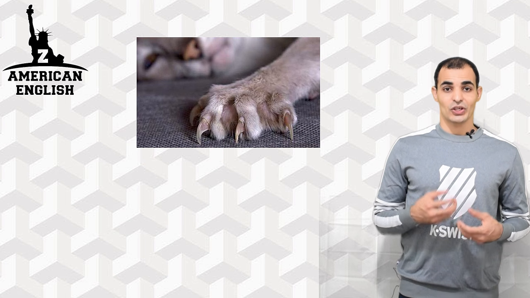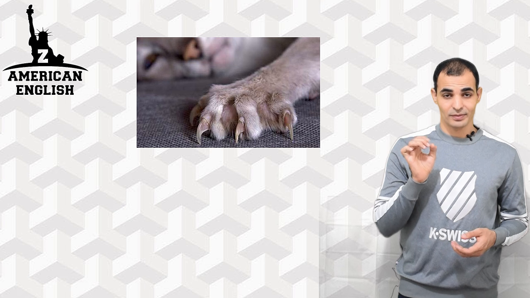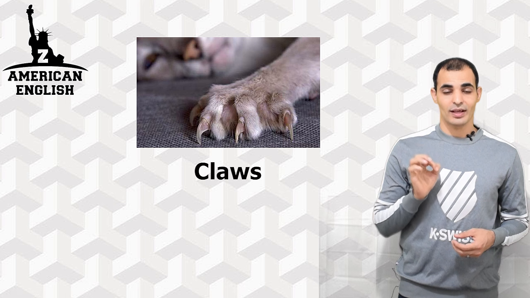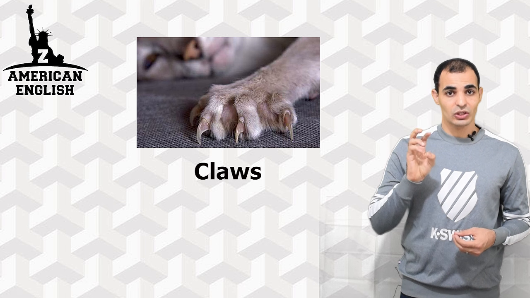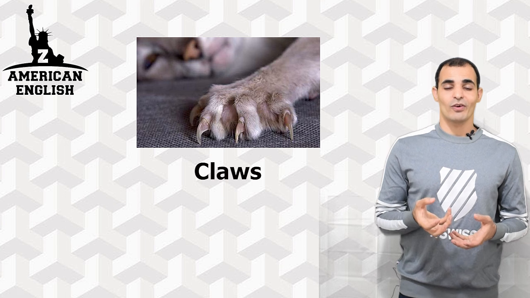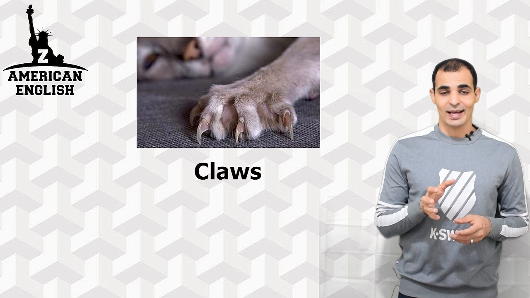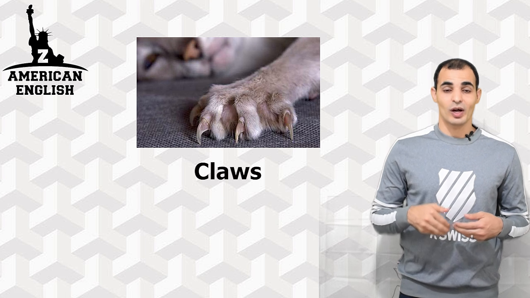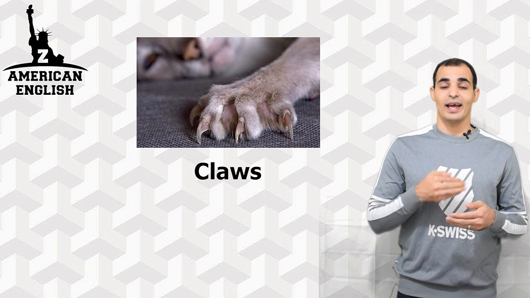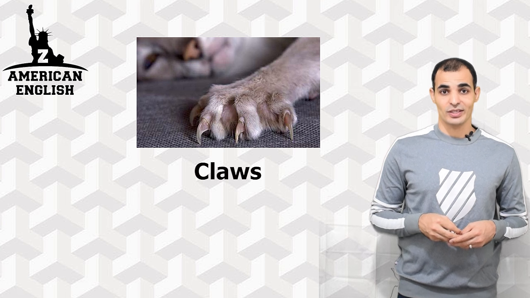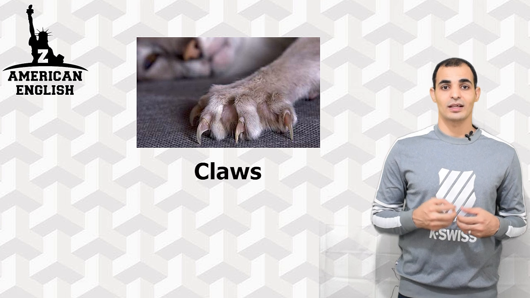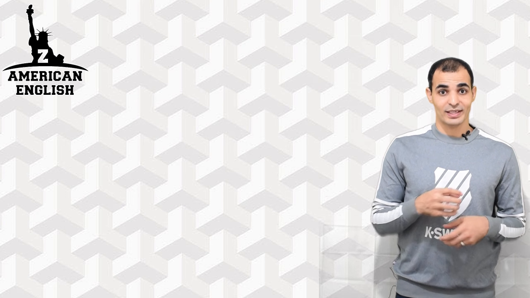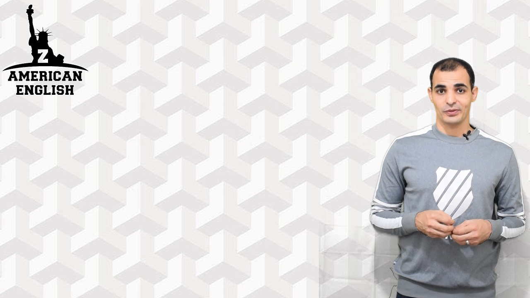Look at this. Does the cat have nails? Well, we call them claws. The cat has claws. I know claws sometimes is not very easy to say, but you try and try and try, you can say it too. Claws, claws, claws.